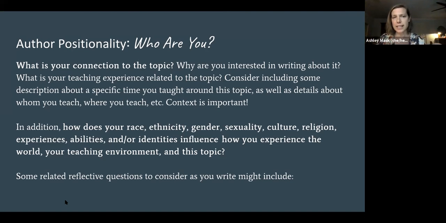And then leading to this next piece is what your connection is to it, the lens, the perspectives that you bring to it individually. And that's where we also want to see how your race, ethnicity, gender, sexuality, culture, religion, experiences, abilities, and/or other identities influence how you experience the world, your teaching environment, and this topic that you're talking about. That's a really big question.